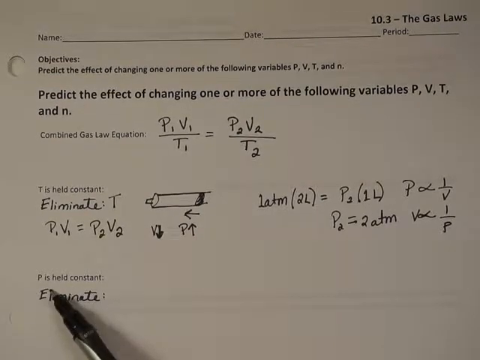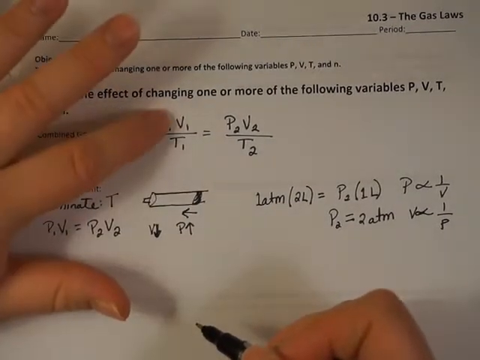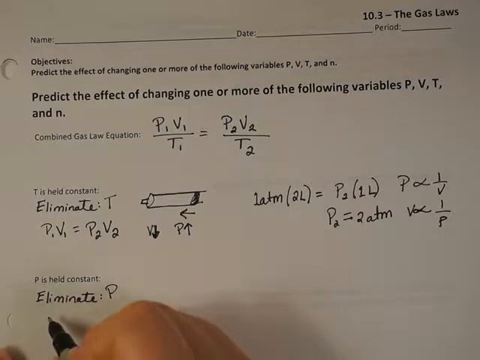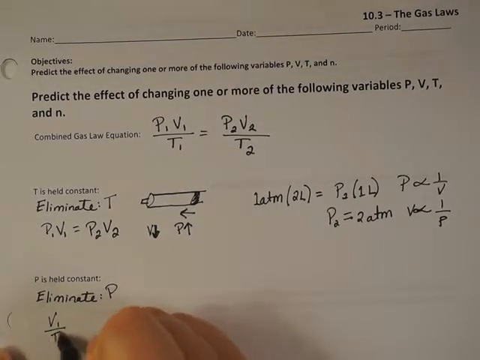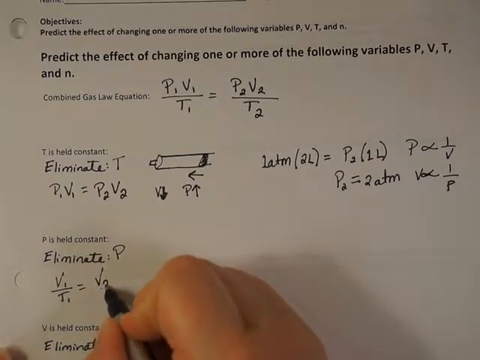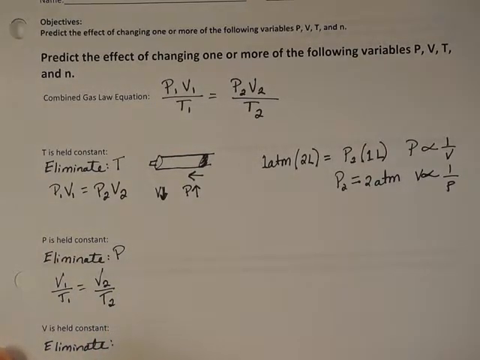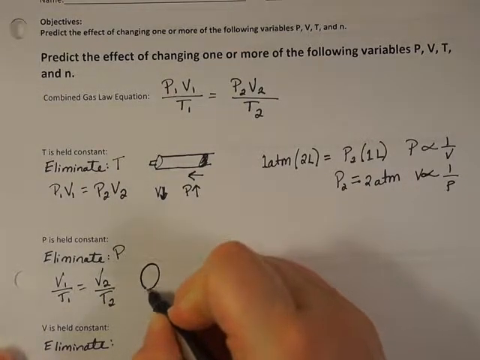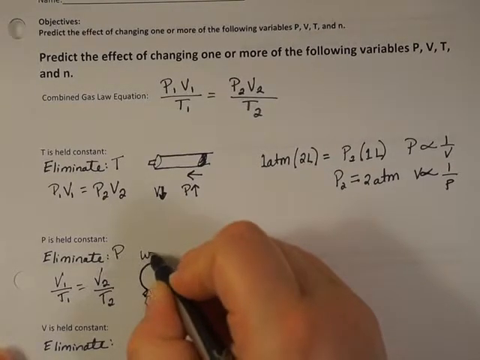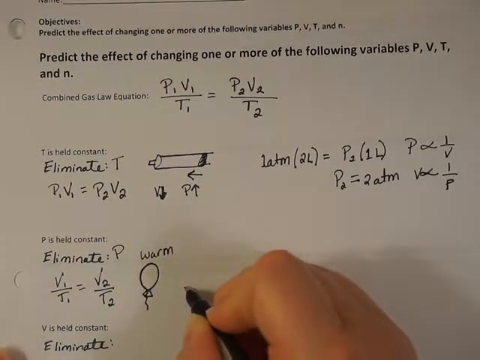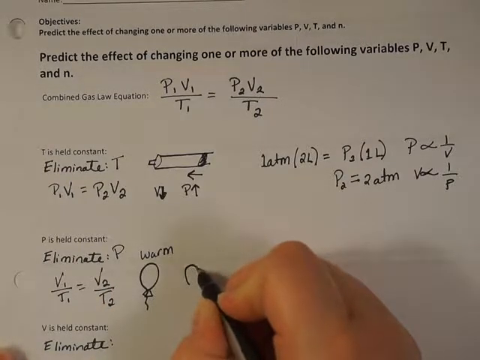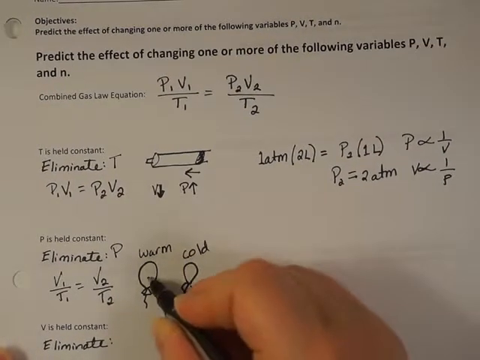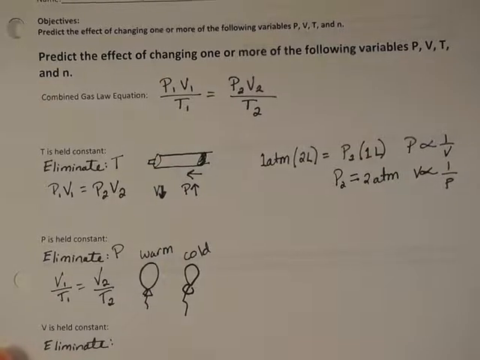Well, what if pressure is held constant? If pressure is held constant, we can cover up pressure in our equation and just eliminate it. Our equation becomes V1 over T1 equals V2 over T2. Well, again, let's think about this. If you have a birthday balloon and it's quite warm, and you get home and you stick the balloon in your freezer, what you will notice is that the volume of the balloon actually shrinks.